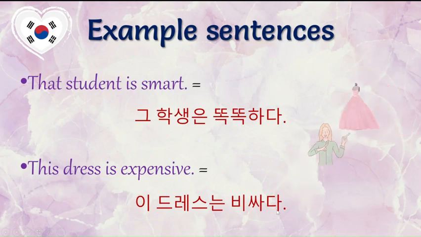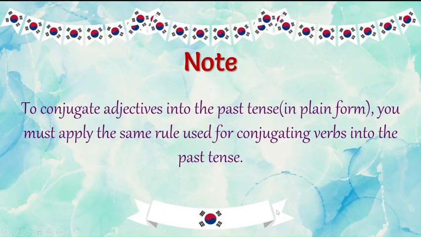Okay? Now let's move ahead and see this very important note. To conjugate adjectives into the past tense, particularly in the plain form, you must apply the same rule used for conjugating verbs into the past tense. So, if you know how to conjugate Korean verbs in the plain form in past tense, you don't need to do anything else while conjugating adjectives. The same rule is applied on adjectives too. Okay, but still we are going to revise it again because there is no harm in revising the rules once again.